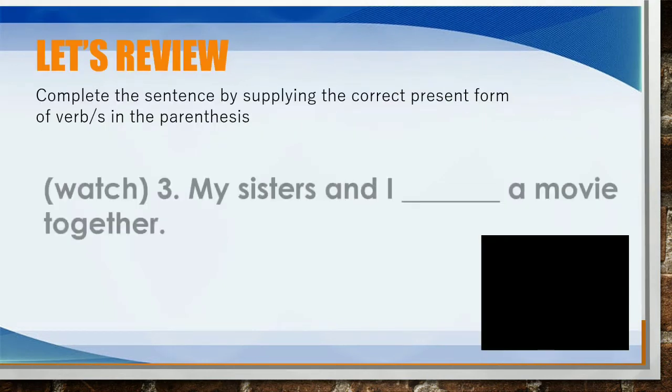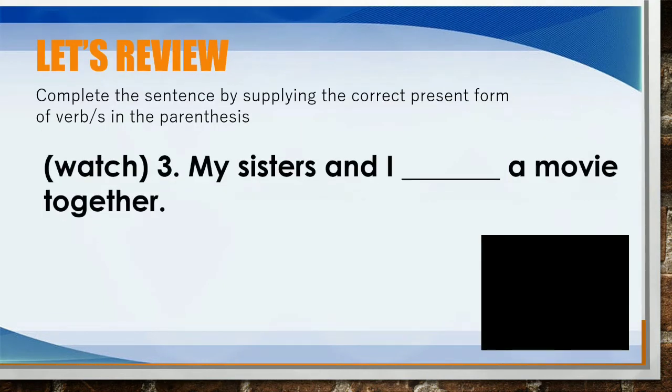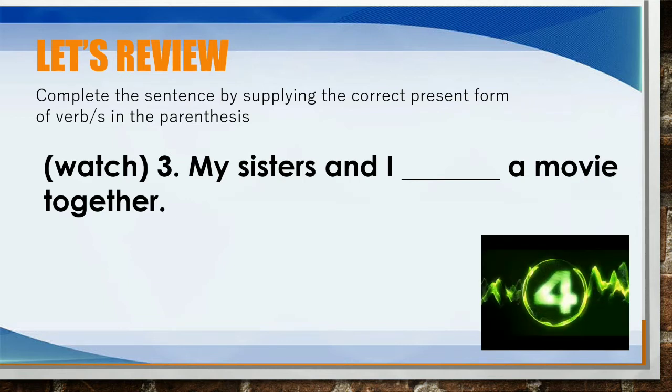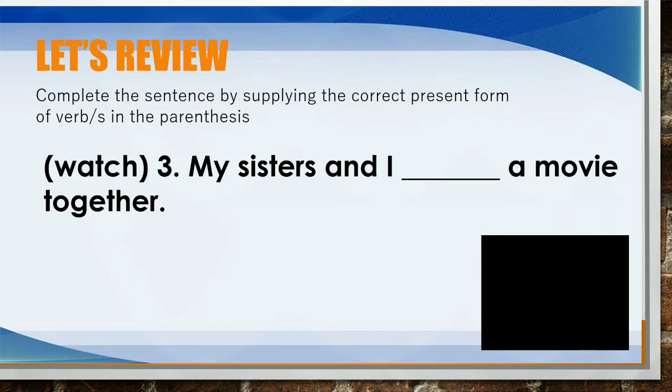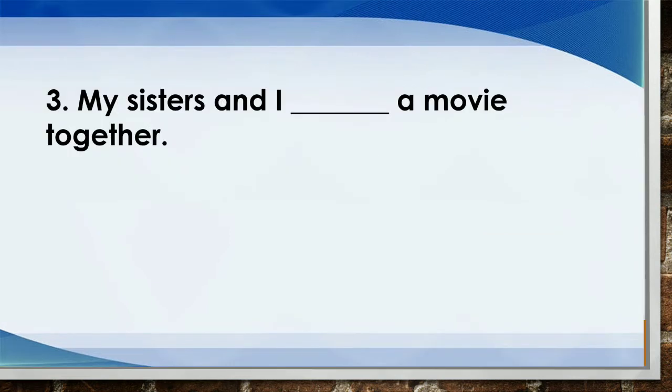Number 3, the verb is watch. My sisters and I blank a movie together. So what will be the form of the verb to use? 5, 4, 3, 2, 1. So the answer will be number 3, my sisters and I watch a movie together.